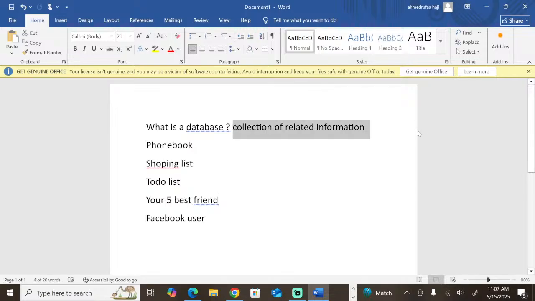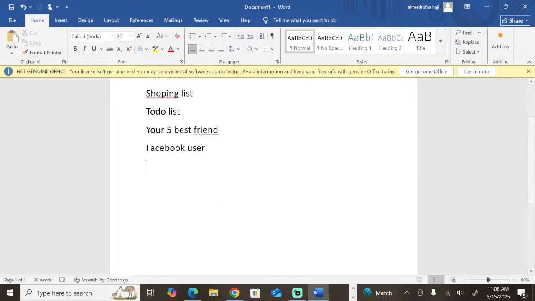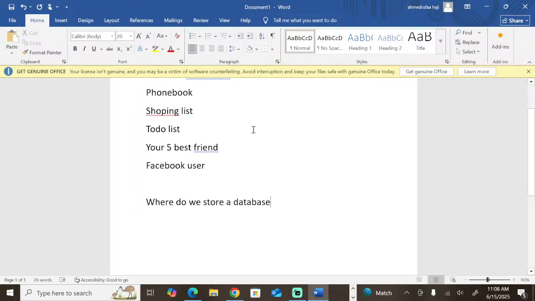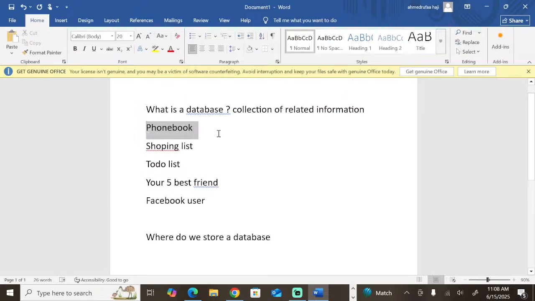So the next question comes here, all right? This is a very important question: where do we store a database, right? Where do we store a database? Now that we got a glimpse of what a database is, we say that a database is a collection of related information. So those pieces of information, where are we going to store them? For instance, a phone book, all right? Where are we going to write it?